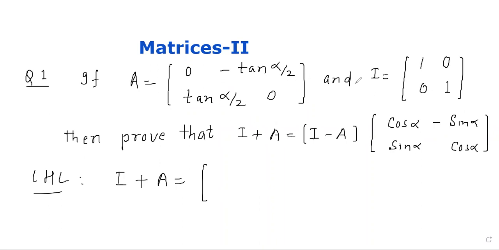That is 1, and here minus tan alpha by 2 plus 0 will give minus tan alpha by 2, and this will give tan alpha by 2, and this will give 1. So this is LHS. Now let's consider RHS.